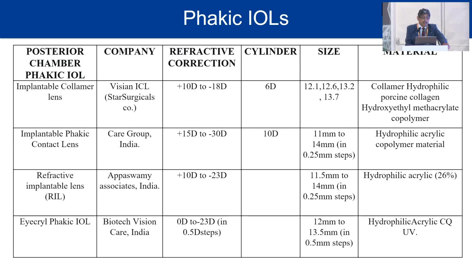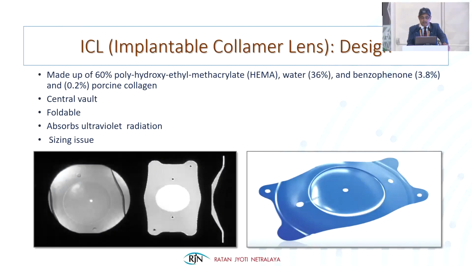And lastly is the iCryl from Biotech, which can correct from 0 diopters to 23 diopters in 0.5 diopter steps, with sizes from 12 to 13.5 millimeter. All these three lenses are made of hydrophilic acrylic material, with which the IOL is also made. Coming to the design, there are certain specific things special to these lenses: a central vault. Central vault means, as you can see below, there is a hump or convexity which is predetermined and pre-placed in the lens. So the lens comes like this and it remains like this.